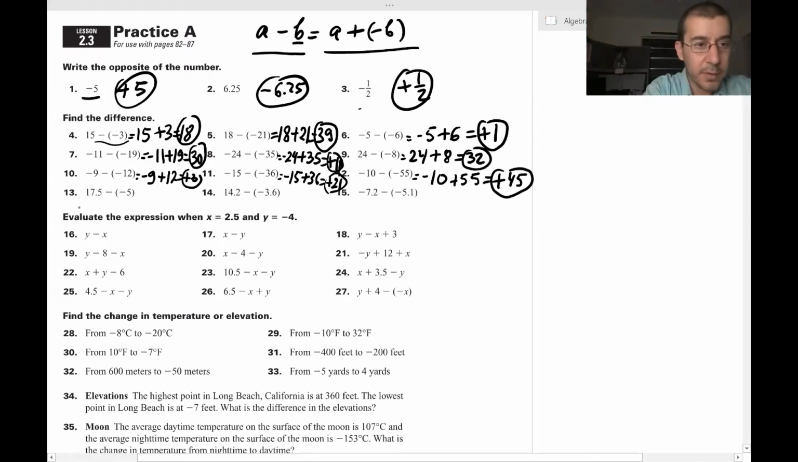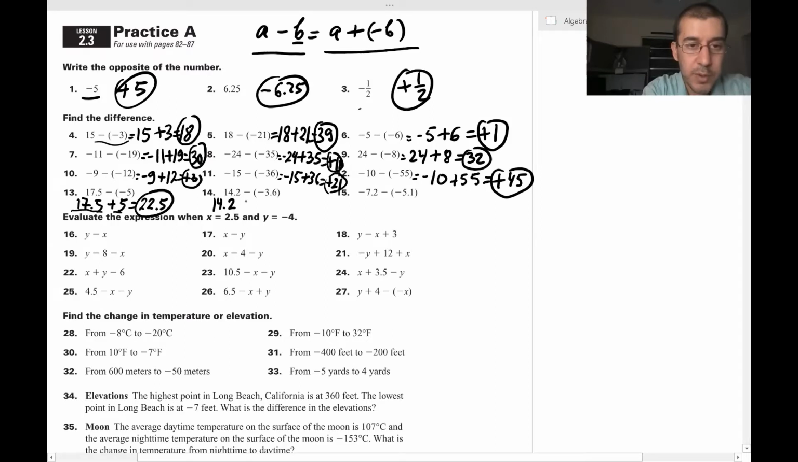Number 13, 17.5. Two minus signs, that's plus 5. This is 22.5. The way I did this is, we are missing 2.5 to get to 20, and there are two 2.5s in 5. So one goes here to 20, and then 2.5 over 20, 22.5. Just a mental trick.